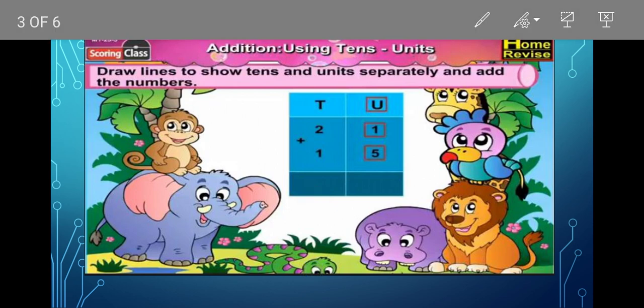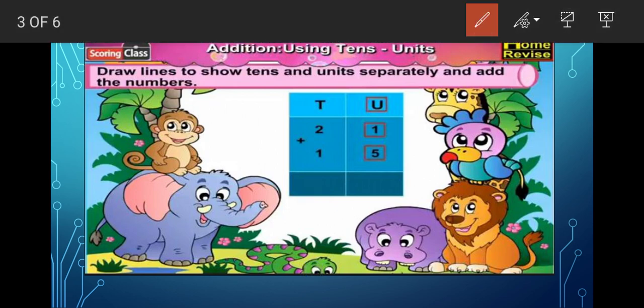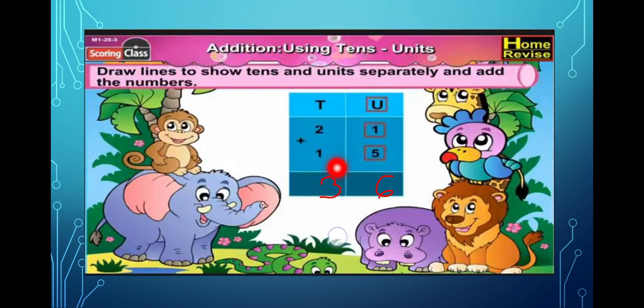Let us add and see. Here, 5 plus 1 will be how much children? It will be 6. Now 2 plus 1 is how much? 2 plus 1 is 3. That means 36. 36 means how much? How will you say it, like 3 tens? 36 is having 3 tens and 6 ones or 6 units. Here 2 is having 2 tens and 1 is 1 unit or 1 one. Here it is 15, meaning 1 ten and 5 ones. When you add, you got here 3 tens and 6 ones.